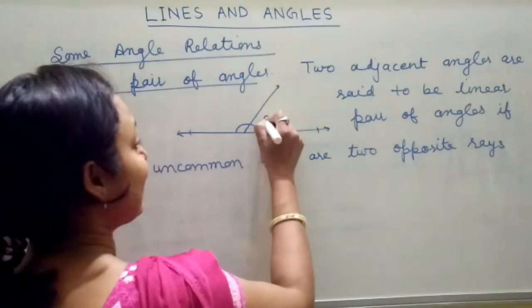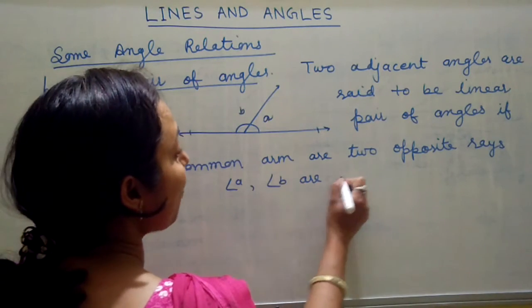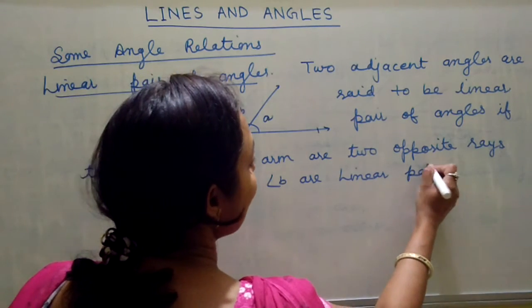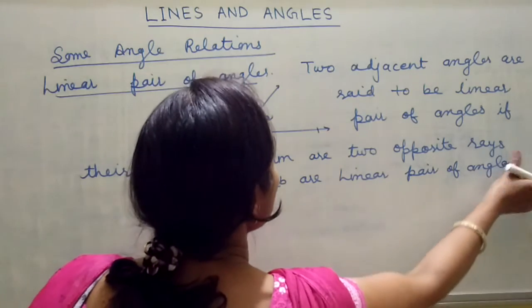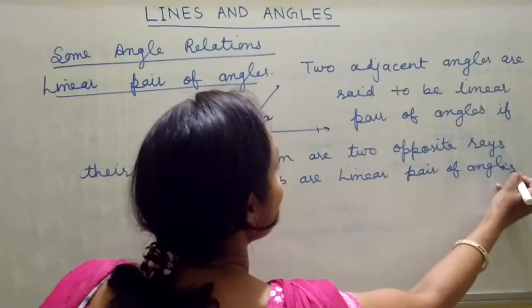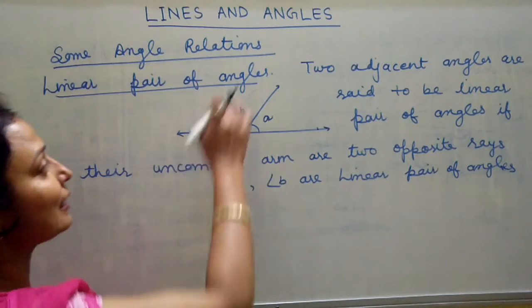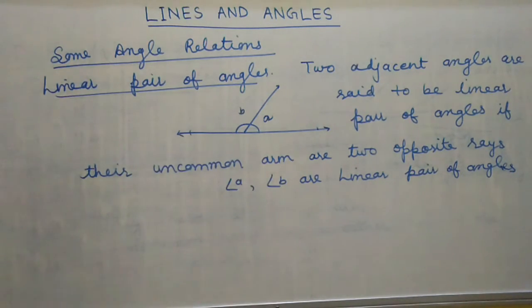This is A and this is B. Angle A and angle B are a linear pair of angles. Very easy to understand. Two angles are said to be a linear pair if the arms are in opposite directions. That is a linear pair of angles. Now come to the next angle.